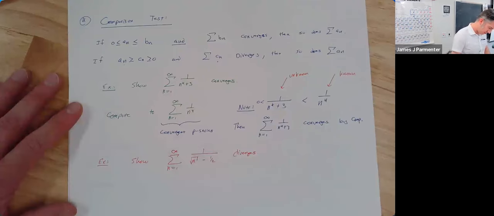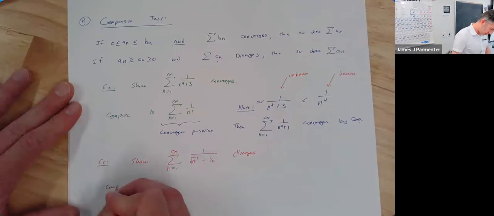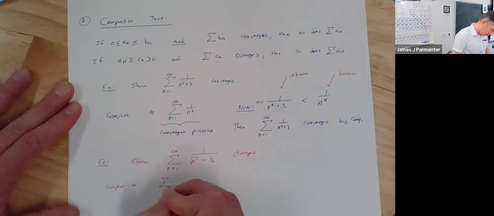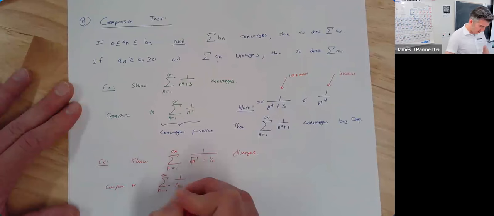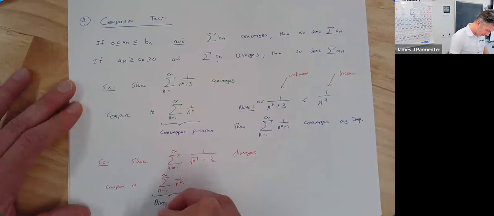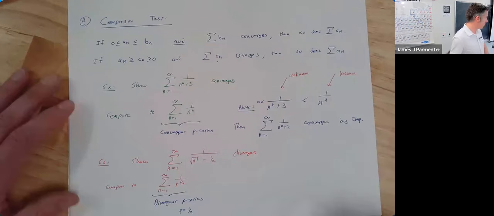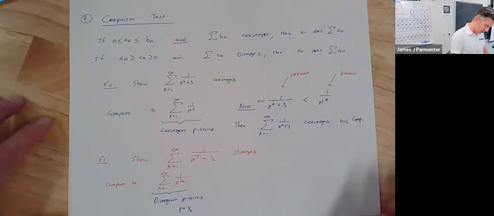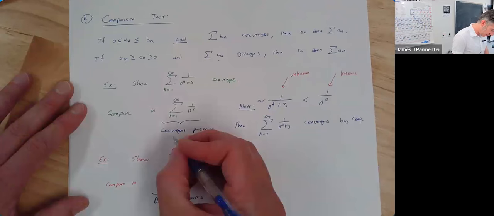So I'm going to compare it to, well, this looks like 1 over n to the 1/2 essentially. So I'm going to compare to the sum from n equals 1 to infinity of 1 over n to the 1/2. And I know that this is a divergent p series. Right? That is a p equal to 1/2, which is less than or equal to 1. So here it was a p equal to 4, which is bigger than 1.